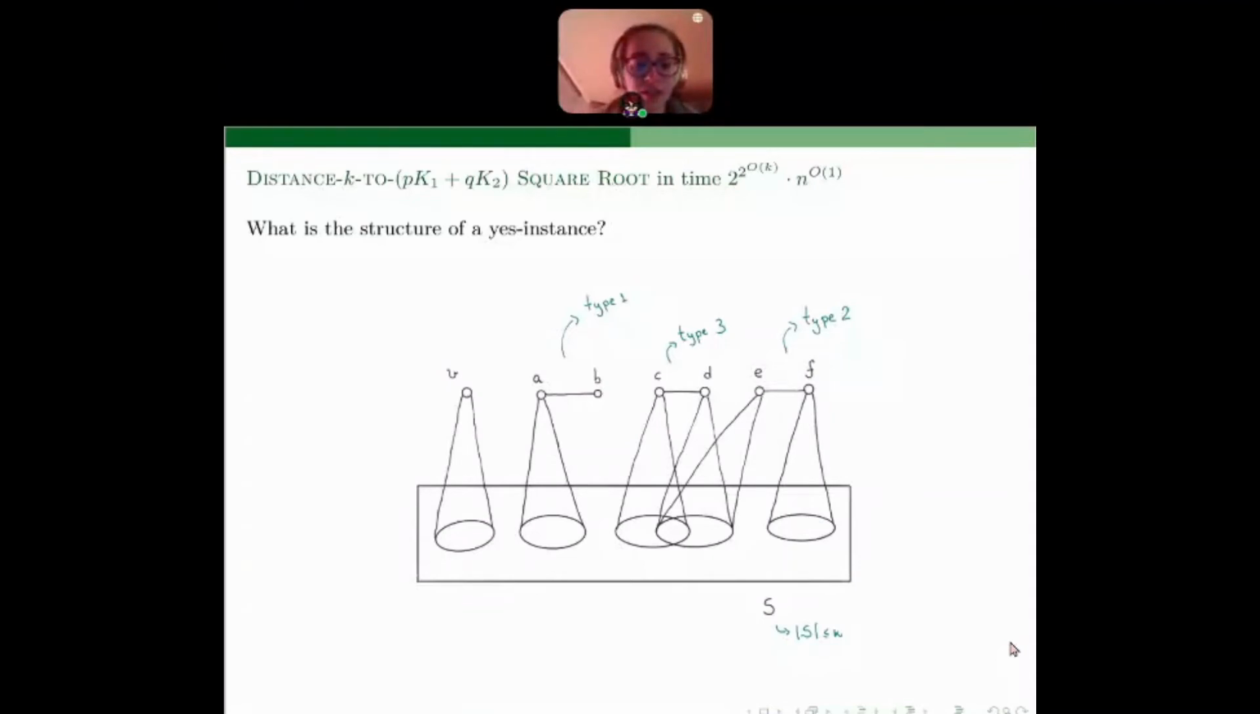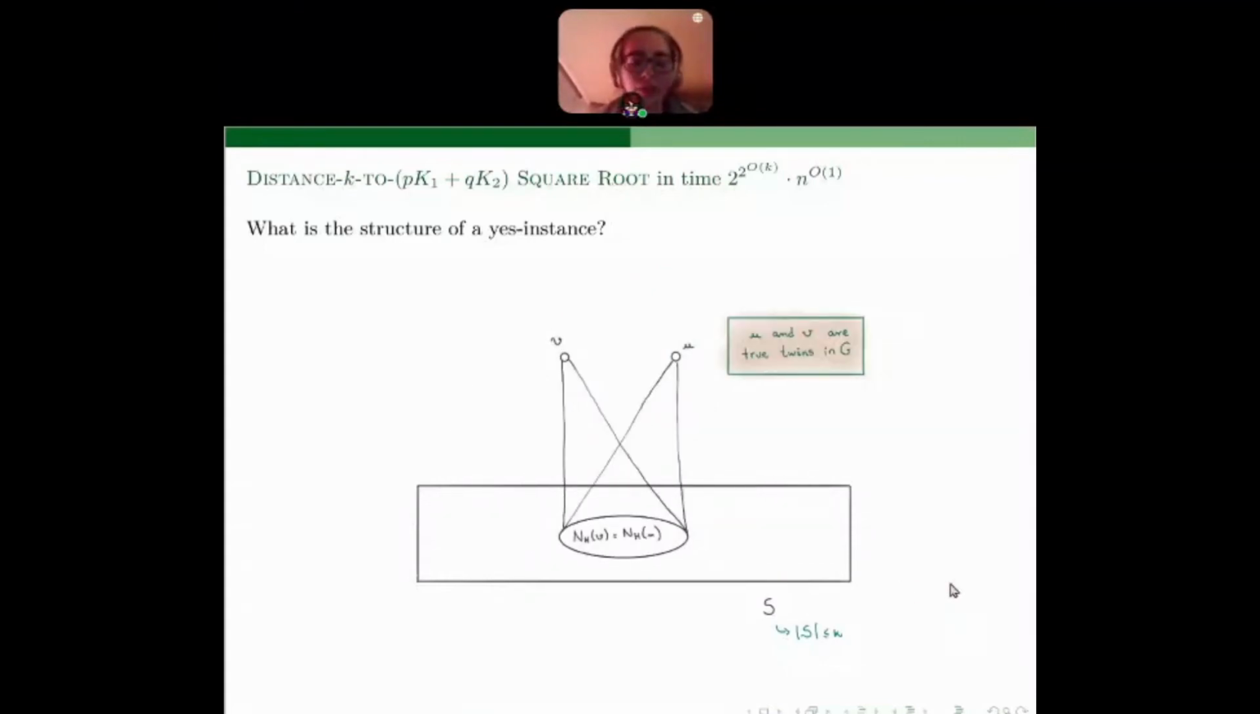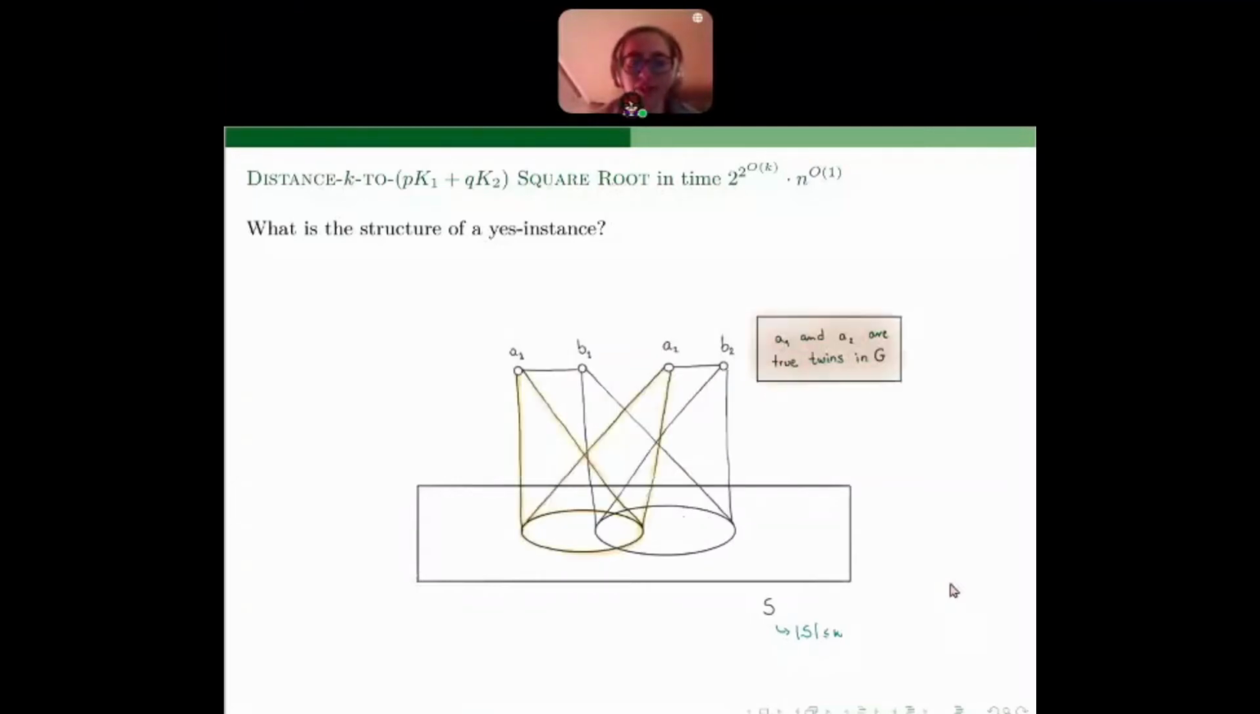Type 1 edges are the edges outside the modulator where only one endpoint has neighbors in the modulator. Type 2 edges means that these neighborhoods are disjoint: the neighborhoods of E and F are disjoint. And type 3 edges means that the neighborhoods of C and D intersect in the modulator. Then we can see that if we have 2 isolated vertices with the same neighborhood, then they're true twins in G. The same happens with type 3 edges. Here I put A1 and B1 and A2 and B2. So the A vertices and the B vertices will be true twins in G.